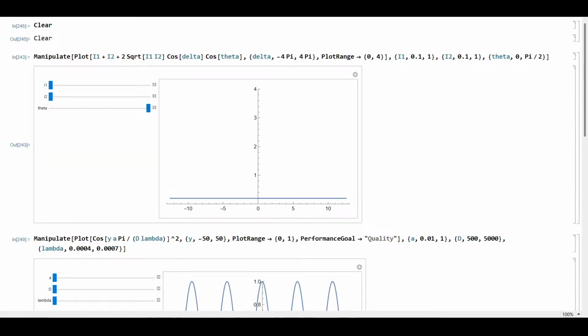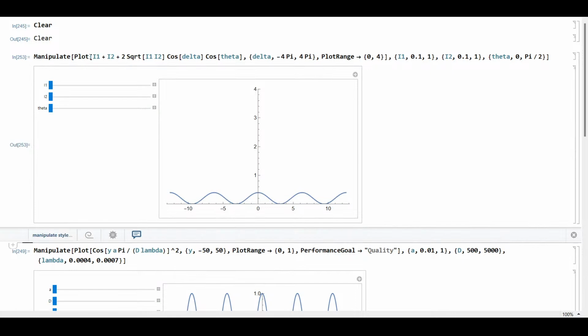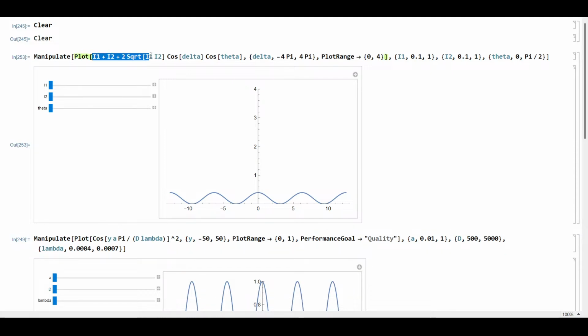Okay, so this is my Mathematica screen, and that's the first simulation for today. Let me run this. Okay, so this is what you have: I on the y-axis and delta on the x-axis. This is what I'm trying to plot. So this is my expression for intensity: I1 plus I2 plus 2 square root of I1 I2 times cos delta times cos theta. This is that expression.